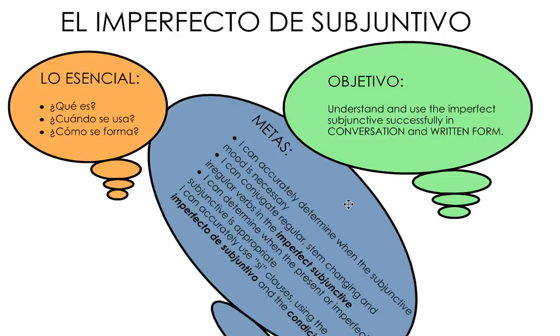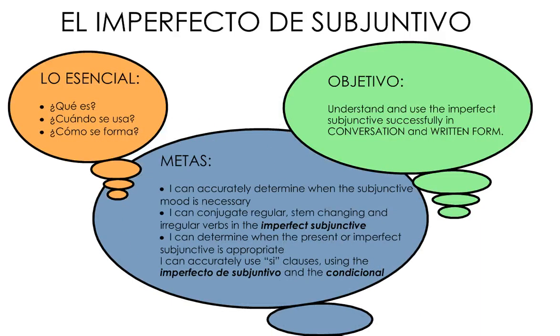Y las metas son así, que se expresan I can statements. I can accurately determine when the subjunctive mood is necessary. Now, a lot of you guys have already mastered this with the present subjunctive. Nevertheless, we'll be talking about the past tense. I can conjugate regular, stem-changing, and irregular verbs in the imperfect subjunctive. I can determine when the present or imperfect subjunctive is appropriate. And then, lastly, I can accurately use si clauses using the imperfecto de subjuntivo and the condicional.